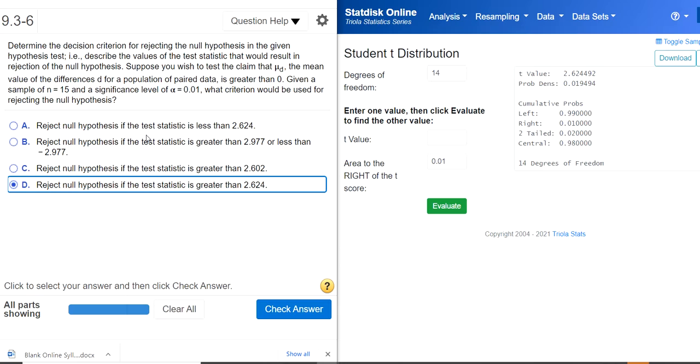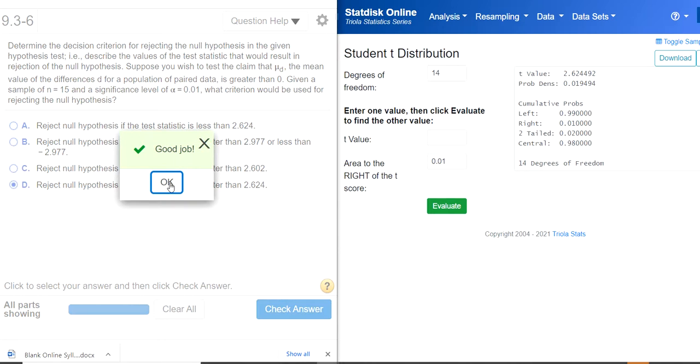We don't want option A, because of the whole reason why we draw that bell-shaped curve at the beginning. It's a right-tailed test, not a left-tailed test. If we were testing to see if the mean difference was less than 0, then it would have been A, and it would have also said negative 2.624. But this says greater than, so it should be a right-tailed test.